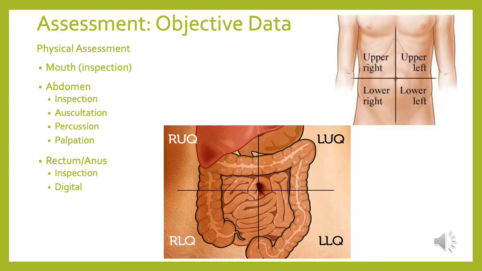You first want to inspect. So you look at the symmetry. Is everything the same on both sides? You're going to look for the contour. Is the abdomen flat, round? Is it distended? Are there any masses that you can see or pulsations that you can see?